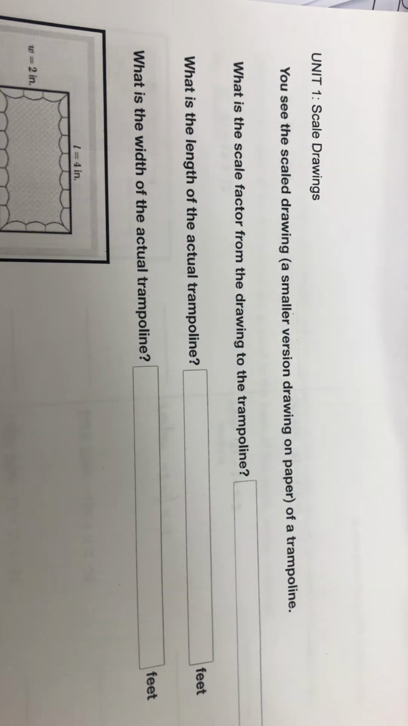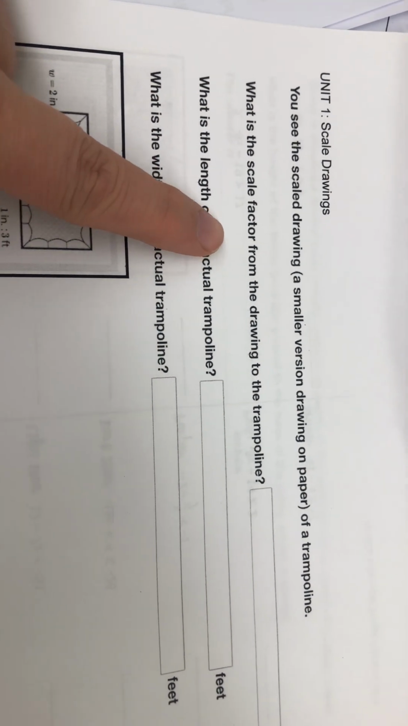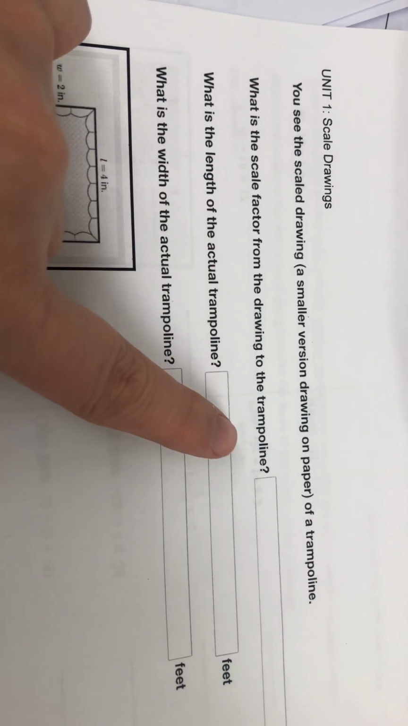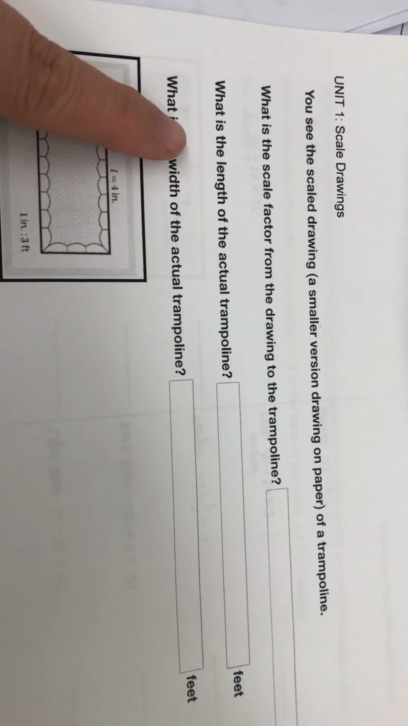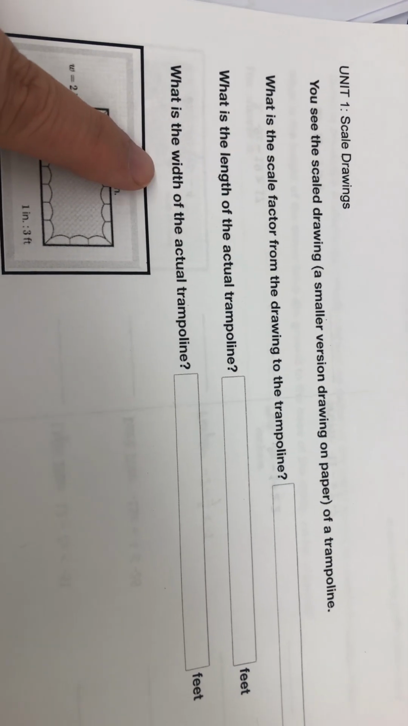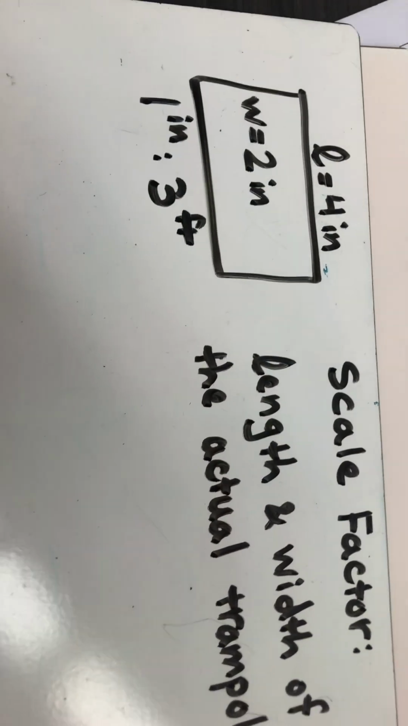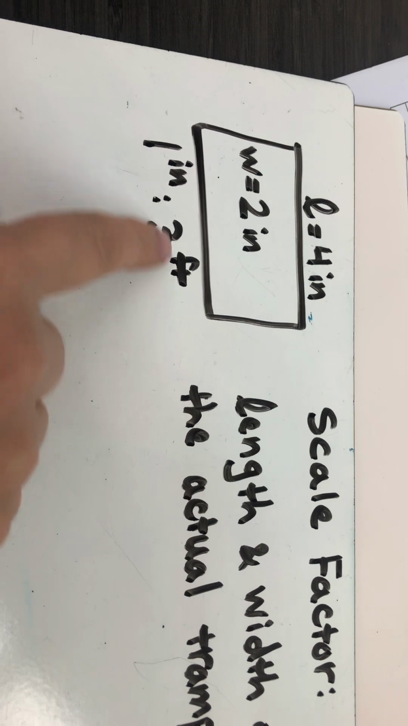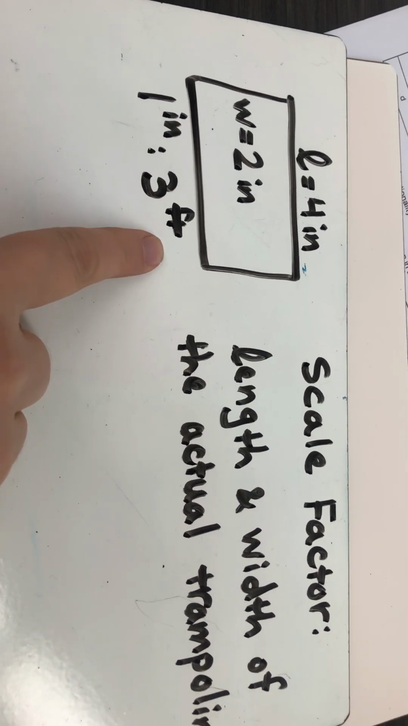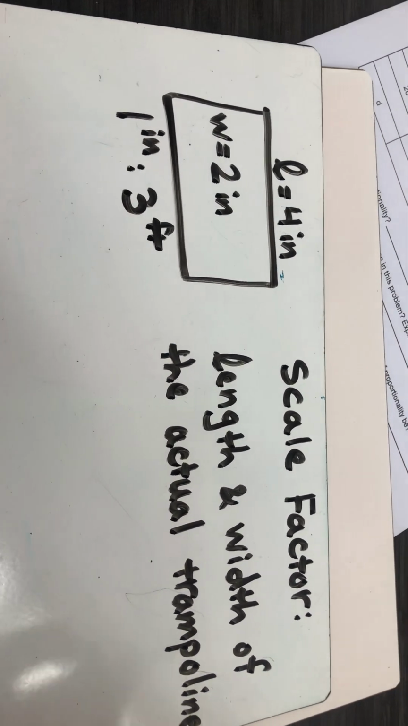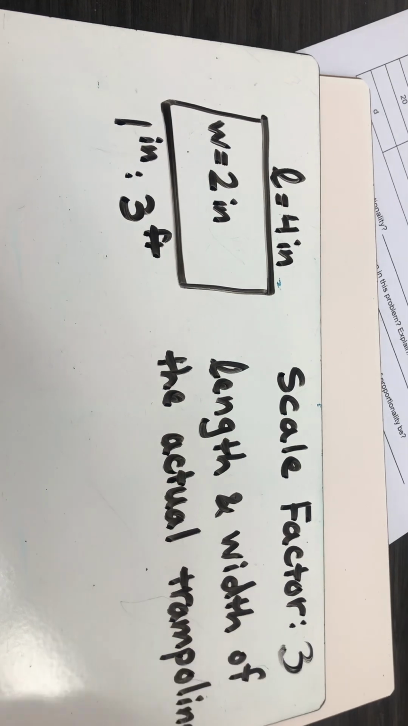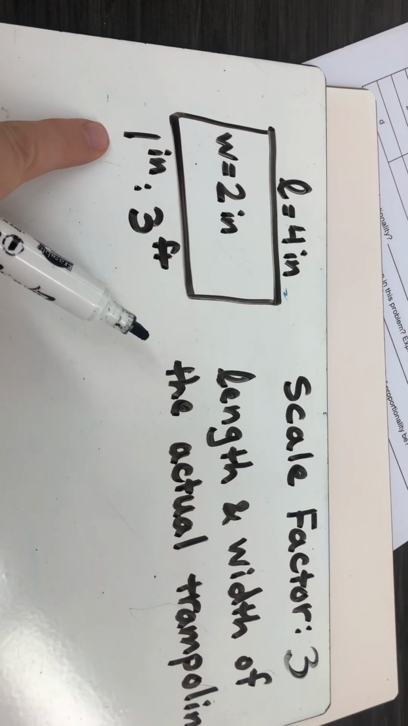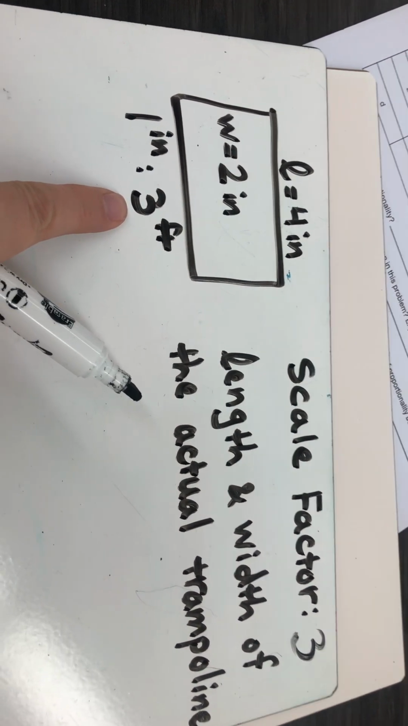And the questions ask: what's the scale factor from the drawing to the trampoline, and what's the length and the width of the actual trampoline? So here I have the drawing. So again, this is the drawing. So every 1 inch represents 3 feet on the actual trampoline. So my scale factor is 3 because every 1 inch represents 3 feet.